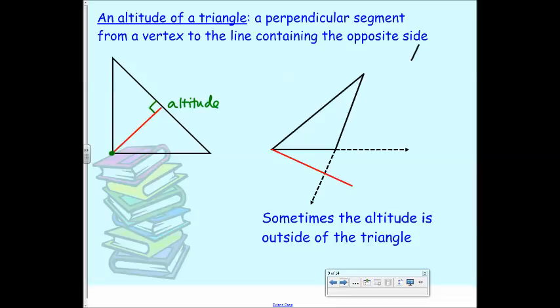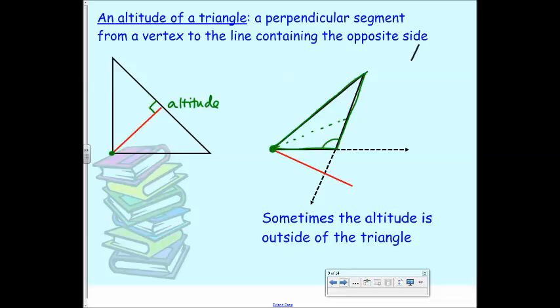Obtuse. It's an obtuse triangle because this angle right here appears to be obtuse. All right, so it's an obtuse triangle. If I want to do an altitude from this vertex, if I draw a line right here, is that going to be perpendicular? Does that make a right angle? No. So what you have to do is extend the opposite side because otherwise this line will never make a right angle. So I'm going to move it around just for a second.